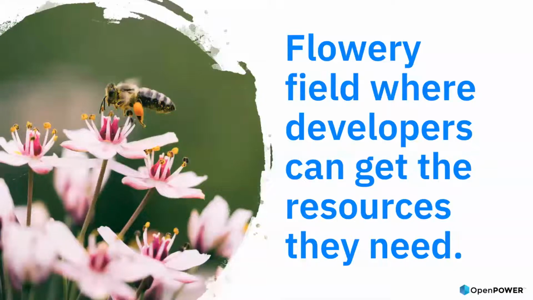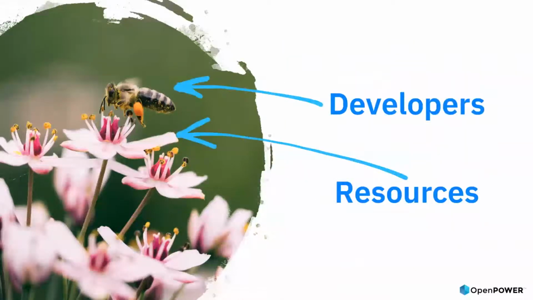So what we started doing back in 2014 was considering providing free access to Power for developers, students, and whoever was interested in starting to play with this platform. Basically we were considering creating a flowery field where developers could get the resources they need. If you are asking why this picture here, it is just to give you some idea that our bee here is our developer and the flowers are the resources. This will be important because there are references to this in the rest of this presentation.